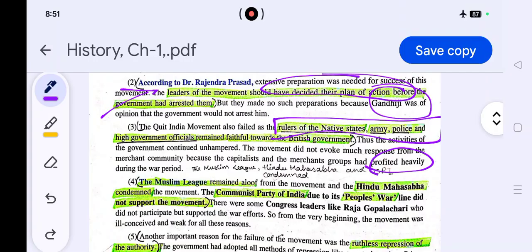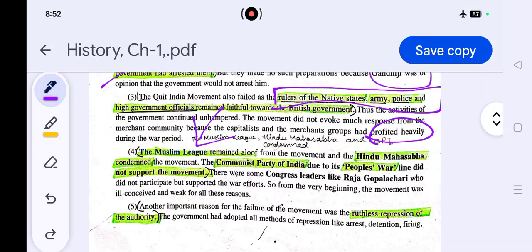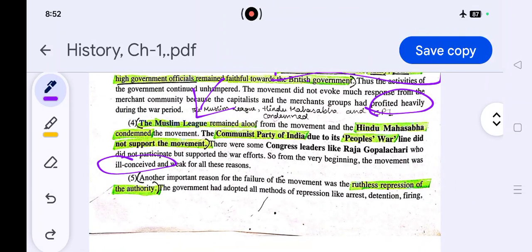Even the Muslim League remained aloof from the movement. Why did the Muslim League remain aloof? Because it was arranged by Congress, and Congress is doing so, the Muslim League did not take part in it. The Hindu Mahasabha just condemned the movement. The Communist Party, due to its People's War policy, did not support the movement. Congress leaders like Rajagopalachari did not participate but supported the war efforts. So, from the very beginning, the movement was ill conceived and weak for all of these reasons.